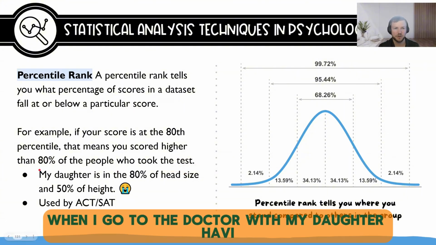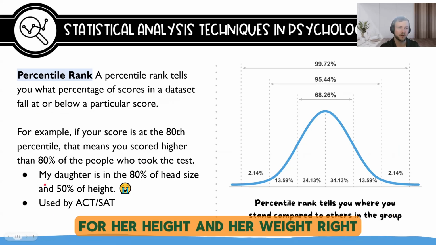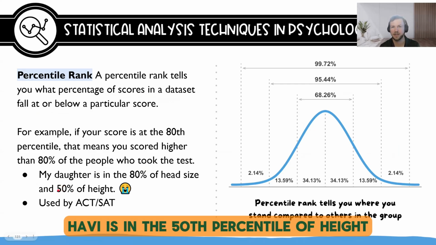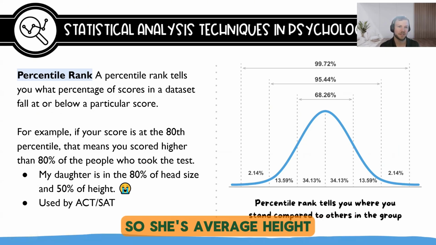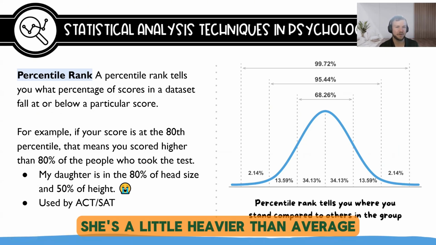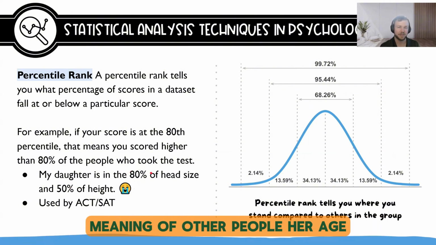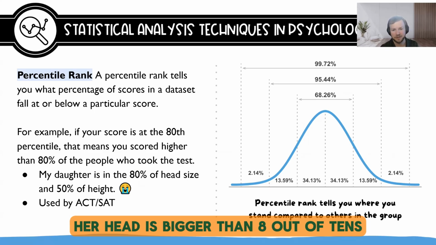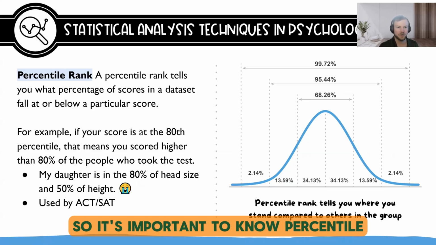When I go to the doctor with my daughter Javi, the doctor tells me what her percentile is for her height and her weight, right? So my daughter Javi is in the 50th percentile of height and in the 60th percentile of weight. So she's average height, she's a little heavier than average, and she's in the 80th percentile of head size, meaning of other people her age, she has a huge head. Her head is bigger than 8 out of 10 people her age, right? So it's important to know percentile.